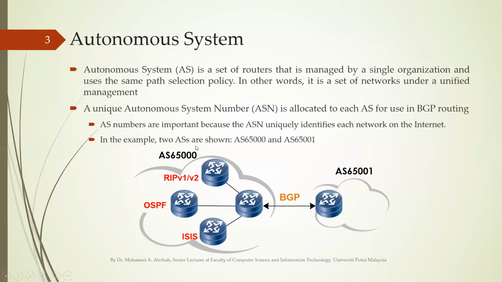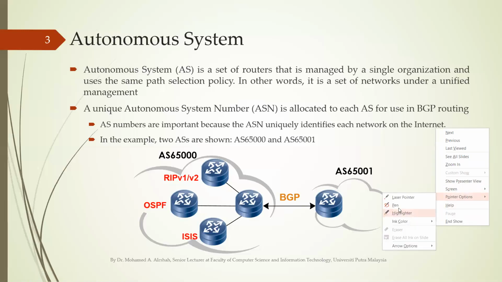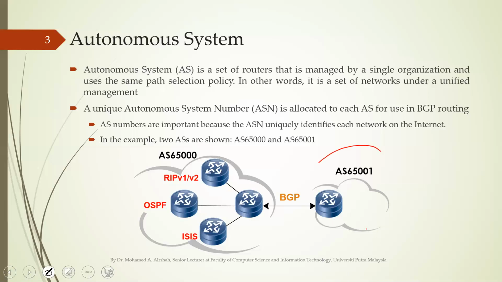In the example here, as you can see in the slide, we have two systems or two autonomous system numbers. So the first one here, as you can see, is this. This one is the autonomous system number 65001, and this is the other autonomous system number, which is 65000.